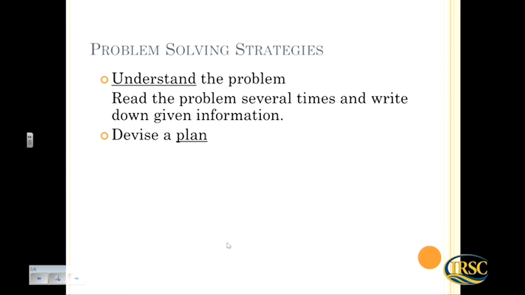The next step would be to devise a plan. So, okay, if I'm getting dressed in the morning, then I might say, okay, I'm going to walk over to my closet and pull out clothes that are appropriate for work, and then maybe find stuff that matches, as a bonus. All right. So I've devised my plan.